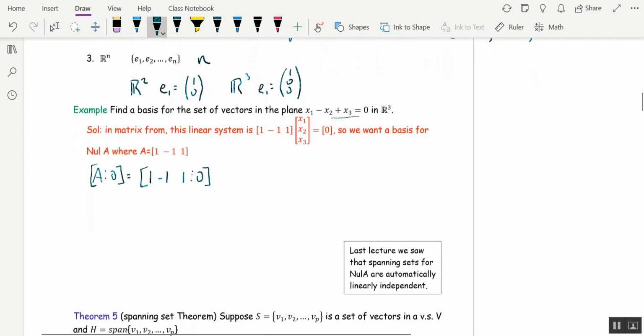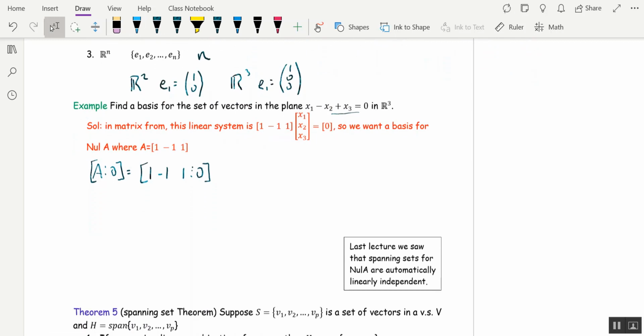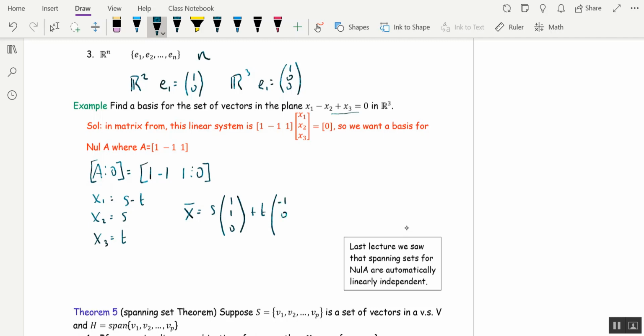So we can just go ahead and write down what a solution set looks like. We're going to start with the bottom with x3. x3 is free. We'll call that T. x2 is free. We'll call that S. And x1 would be S minus T. So our solutions look like S, and the coefficients of the S vector are 1, 1, 0, plus T, and the coefficients of the T vector are negative 1, 0, 1.